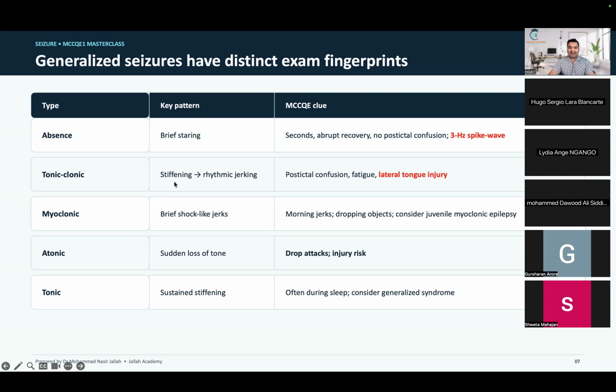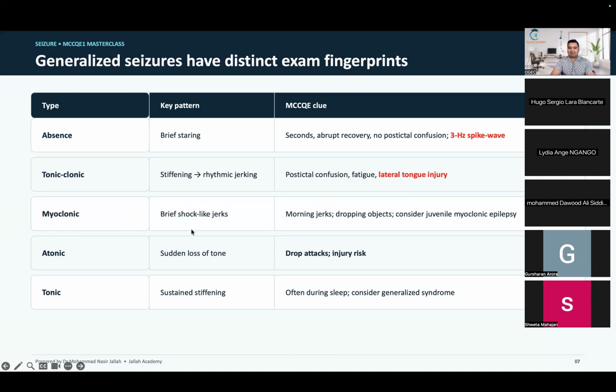The tonic-clonic is stiffening, rhythmic jerking. Tonic-clonic, okay? Postictal confusion, fatigue, and for this one, the most common thing, or the most picked finding that they want you to know in the licensing exam, or they usually pick it from the scenario and want you to know as an option that is very commonly seen in tonic-clonic, is the lateral tongue injury. Okay.